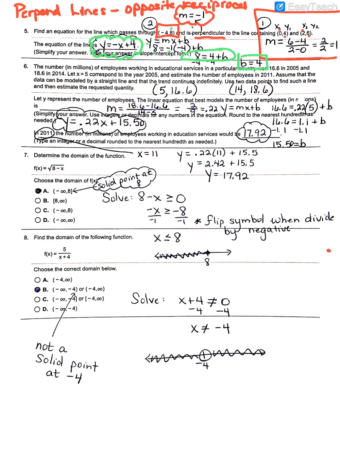Okay, this next one is a word problem. So the first thing you want to do is translate what they've told us into points. And so basically, if I look right here, there were 16.6, and that's millions of employees in 2005. And they go ahead and tell you to let x equal 5 represent that year. So here's my first ordered pair, where x is 5 and employees is 16.6. And then notice they tell me that in 2014, I had 18.6 employees. So this would be a second ordered pair.